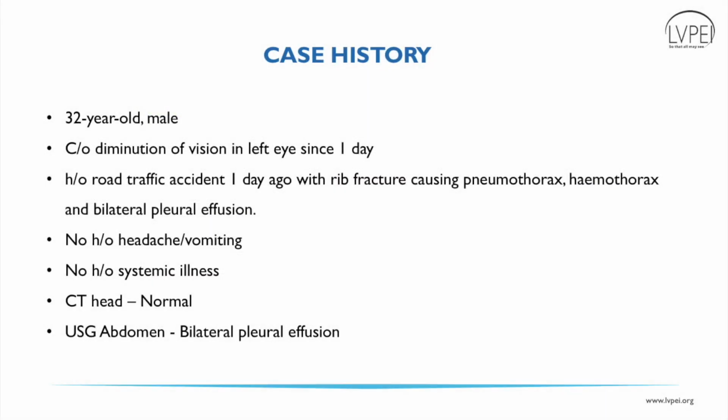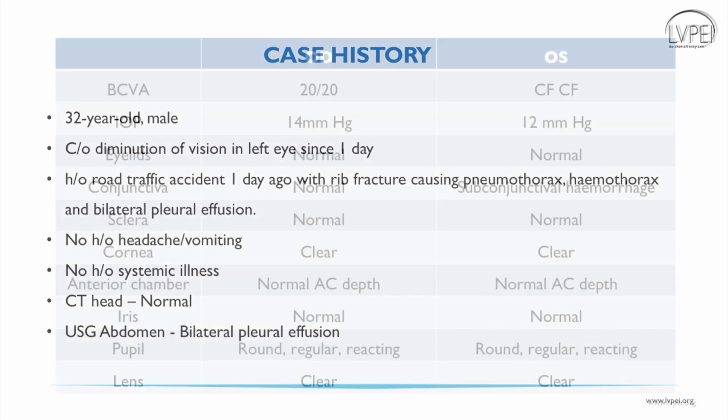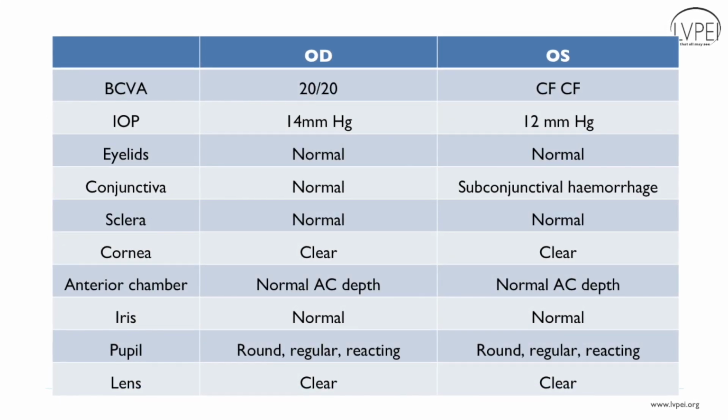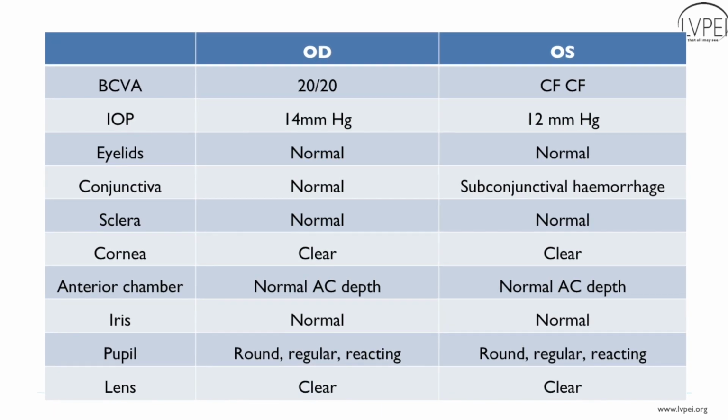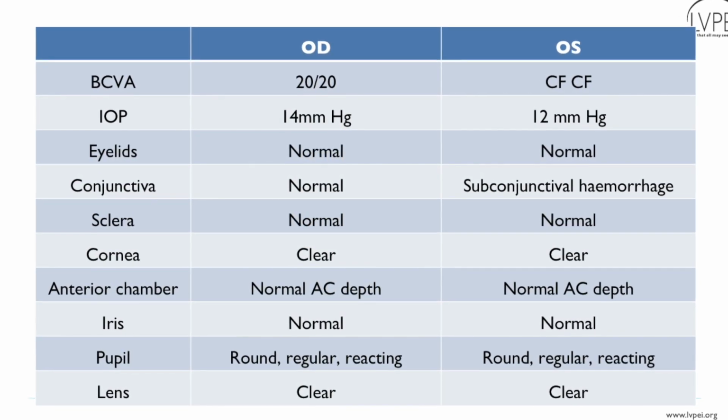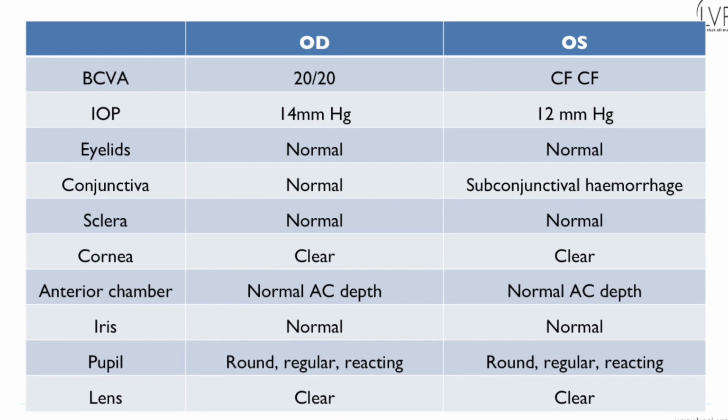A 32-year-old male presented to our emergency services with chief complaints of diminution of vision in left eye since last one day after he met with a road traffic accident. Patient had also developed rib fracture, which was causing pneumothorax, hemothorax, and bilateral pleural effusion. The patient's best corrected visual acuity was 20/20 in right eye and counting fingers in left eye.